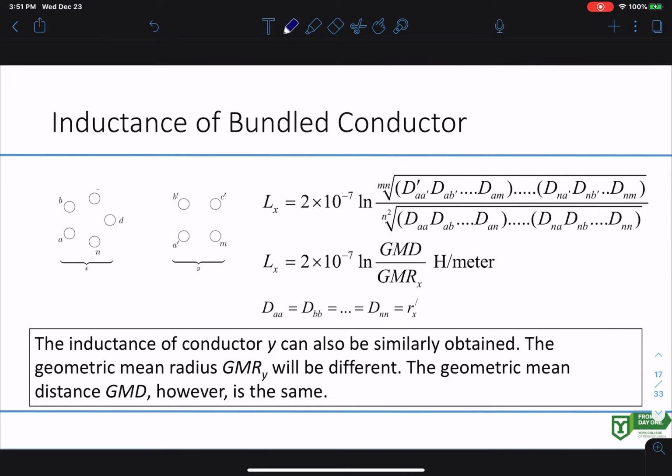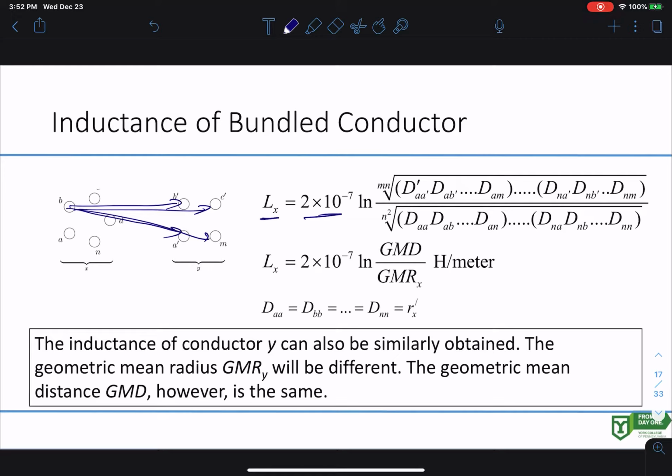Now I'm looking at line X over here. I need the GMD, which means between the lines. So let's start with A with A prime, A with B prime, A with C prime, and all the way to A with M prime. That's for A. Then I do B with B prime, B with A prime, B with C prime, and B with D prime. So look at that, GMD is between the lines.